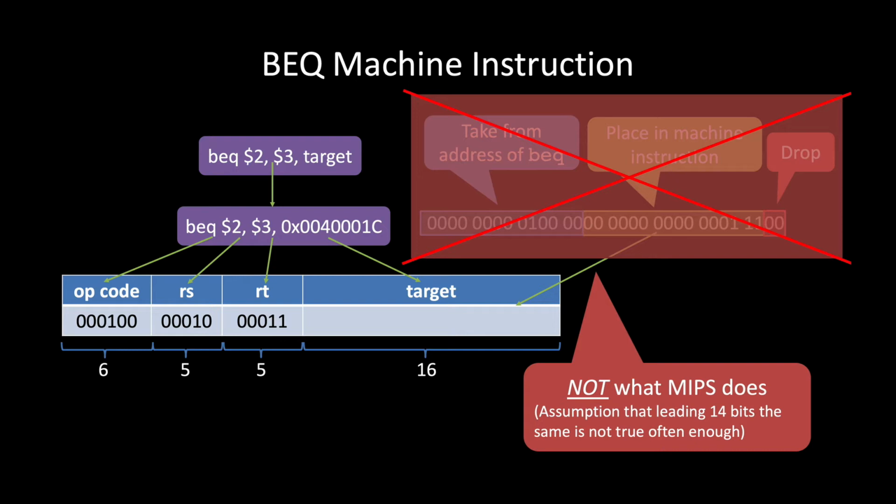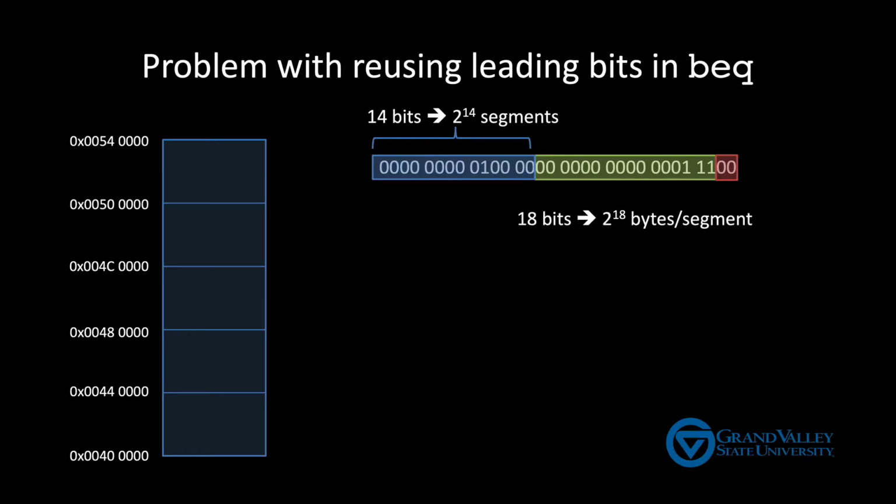Assuming that the first 14 bits are the same for both the target address and the branch instruction itself, this partitions the address space into 2 to the 14 segments containing 2 to the 18 bytes each. Since each instruction is 4 bytes, that means each segment holds 2 to the 16 instructions. If a branch and its target happen to both be in that same segment, everything works as planned.